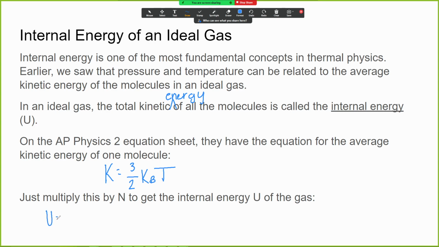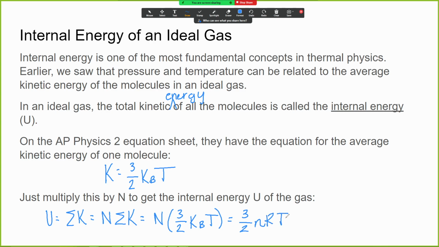However, if we want it for all the molecules, because we know that the internal energy is the sum of all the kinetic energies, we could just multiply that by the number of molecules we have. And if you remember, we can also write this as 3/2 nRT, depending on which form of the ideal gas law we want. You'll see why that becomes more important in a second, in case you didn't know the temperature, but you knew the volume and the pressure of the gas. So this equation, U equals either with the number of molecules or with the moles, is definitely very important to know.